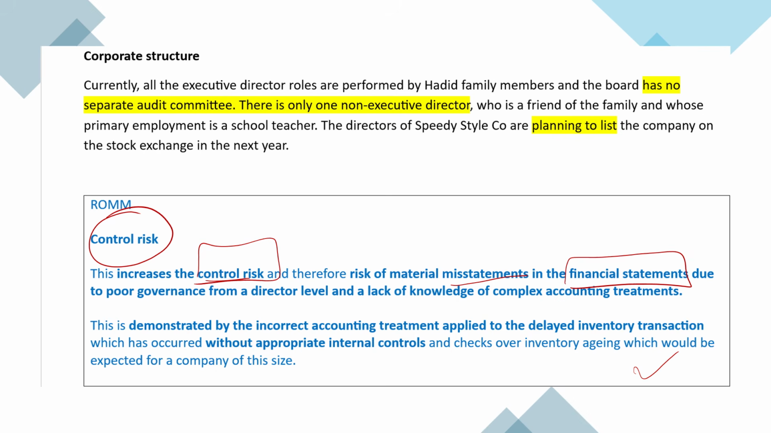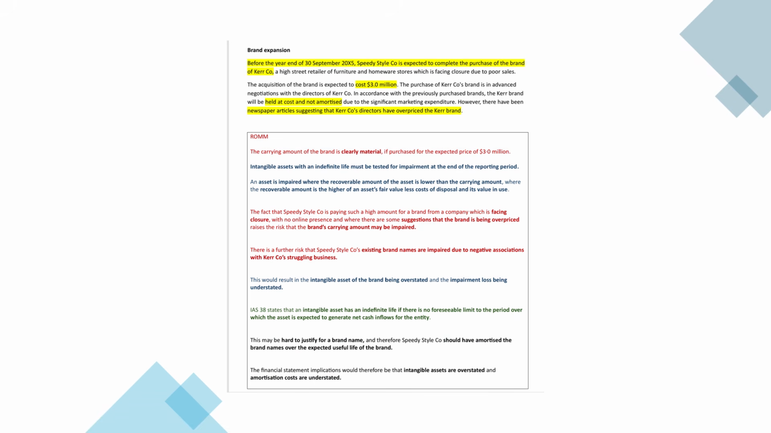And you can also talk about the fact that weak controls are indicated by the incorrect accounting treatment that has been applied to delayed inventory. And we're going to talk about this in just a few minutes. So we're linking weak corporate governance to control risk, which is an easy linkage to make across all such questions. The font has gone smaller because I needed everything to stay on one screen. Very, very easy marks, quite repetitive.